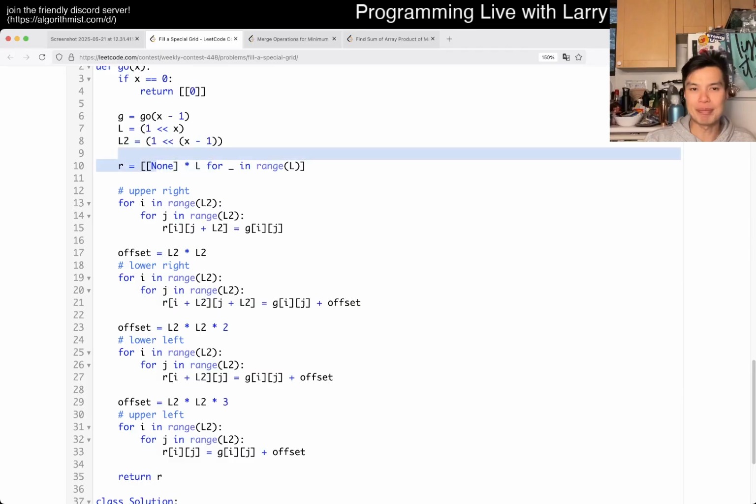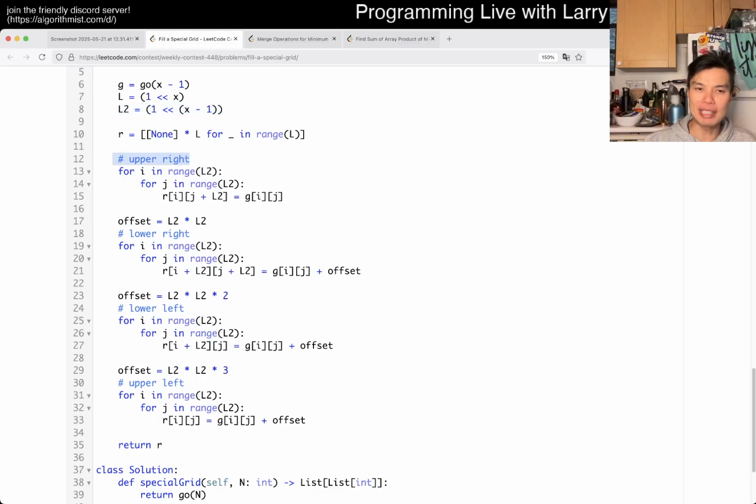So you find it recursively, and actually I don't think I even use L, I guess I use L here to calculate the current grid size, and then L2 is just half of that for one of the sides. You can see that I do upper right and copy the numbers over, and then I do lower right and copy the numbers over, but also with an offset.